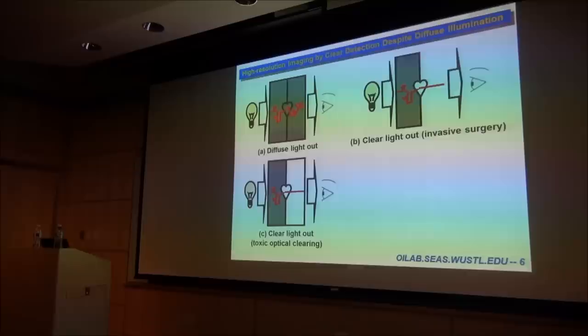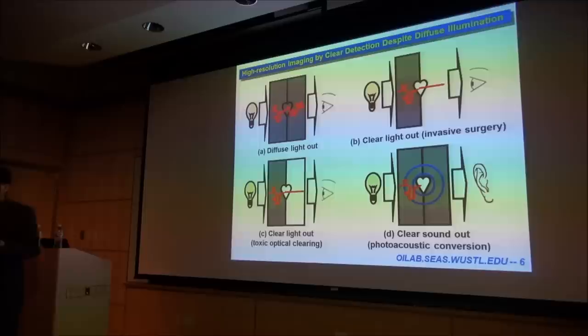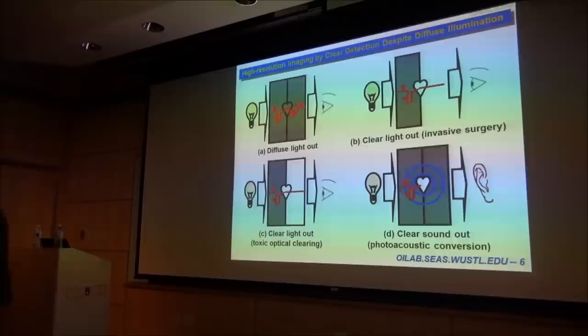A much better idea is to convert light into sound. Acoustic signals propagate in a clear fashion. The scattering of ultrasound in tissue is orders of magnitude weaker than optical scattering, at least three orders of magnitude. Now, by listening to the sound induced by light absorption, you can get a very sharp image in optically scattering biological tissue. However, you retain the optical contrast.